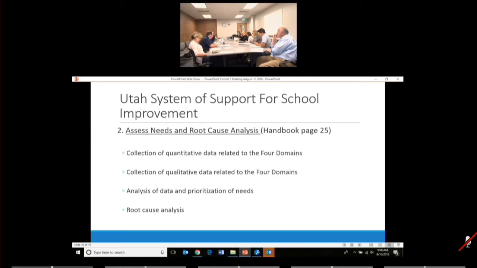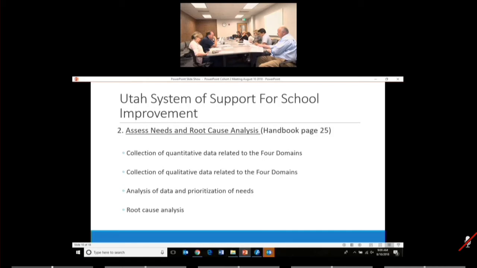Thank you. A collection of qualitative data that are related to the 4 domains, analysis of data and prioritization of needs, and a root cause analysis. So if you flip through those pages again, there's an introduction to all of these things. What are we talking about? What does this mean? This is the information piece. And then it really jumps into a lot of the quantitative data tools.